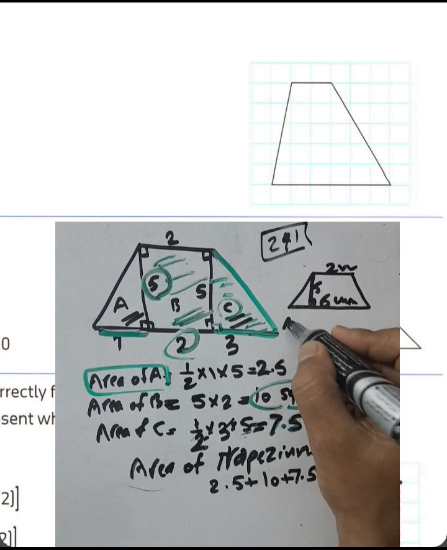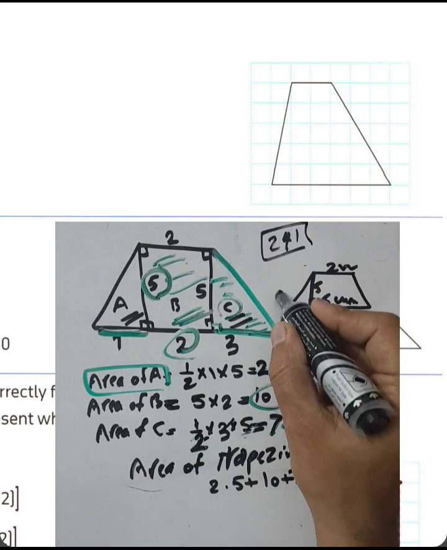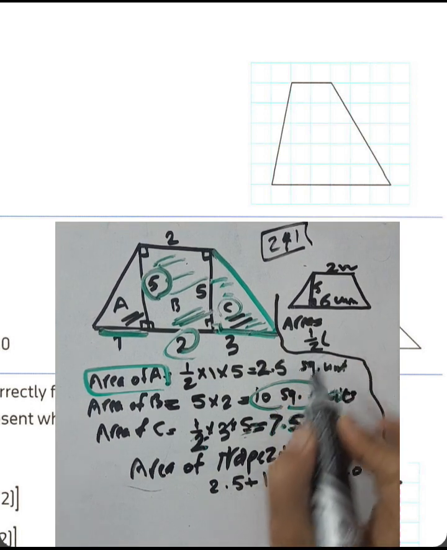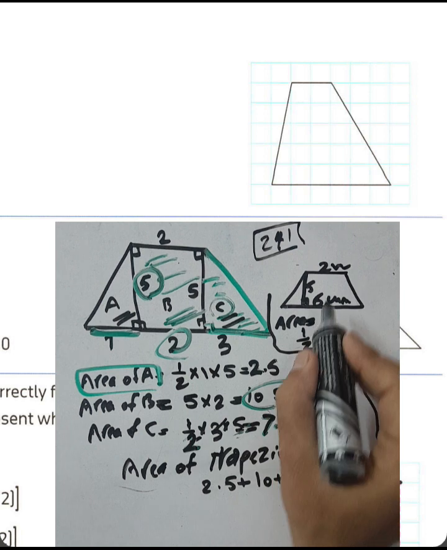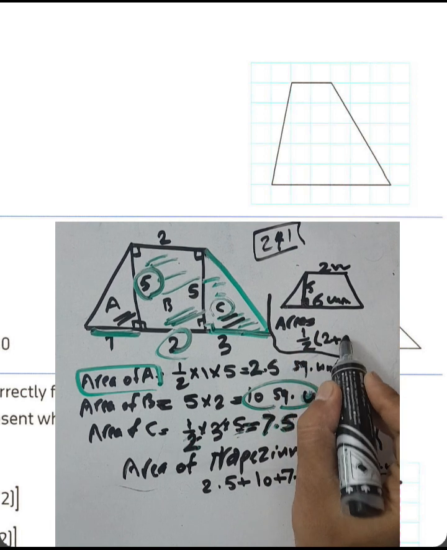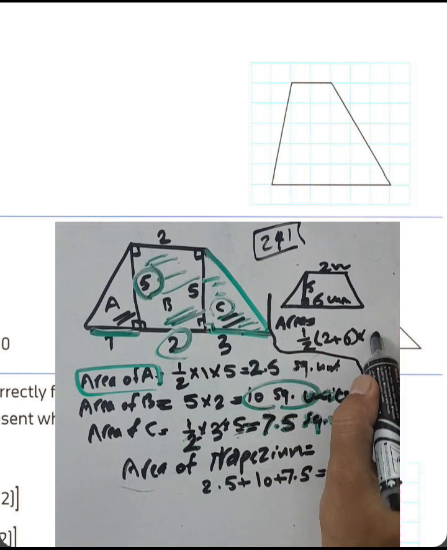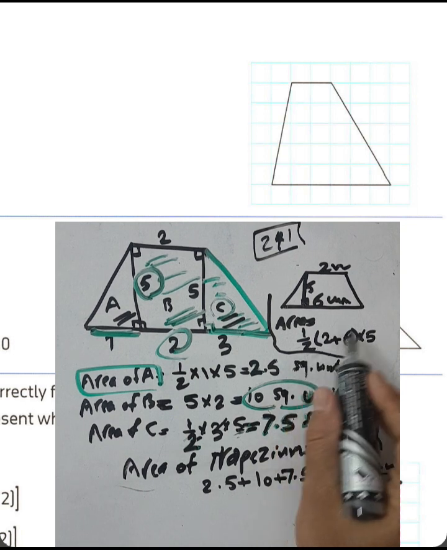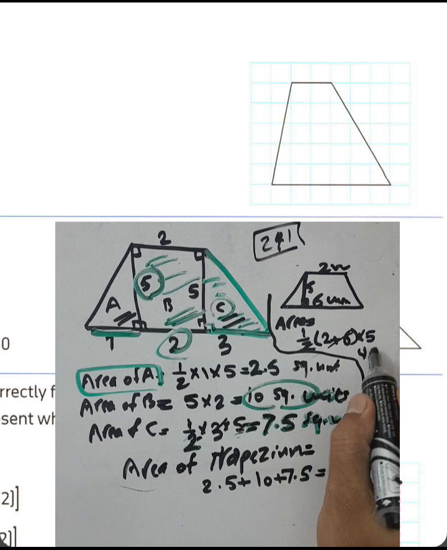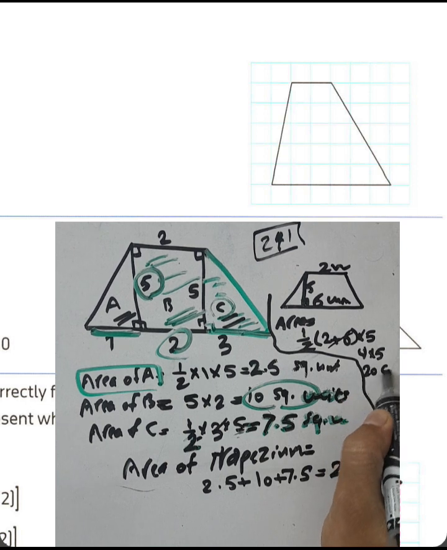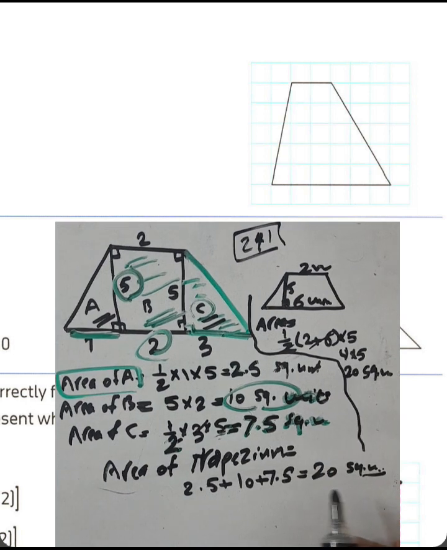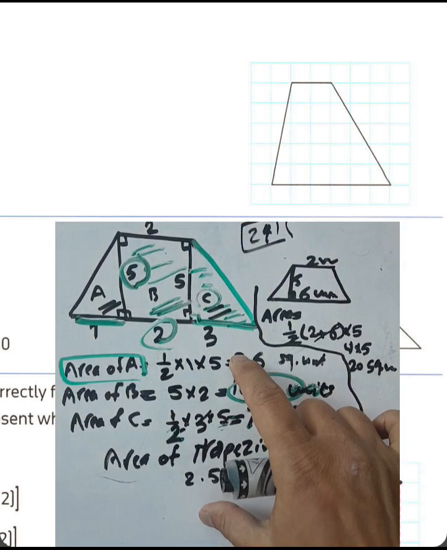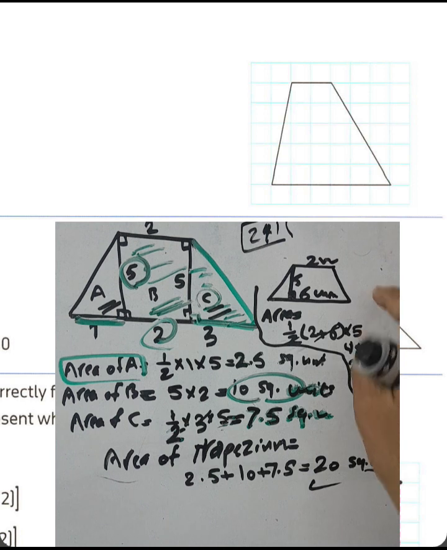We can write the area of this trapezium by another method. Area equals half, and open brackets, the sum of two bases, 2 plus 6, times the height 5. 2 plus 6 equals 8, half of 8 is 4, 4 times 5 is 20 square units. The area will be 20 square units. You can solve the example by this method or this rule. It's very easy, this rule.